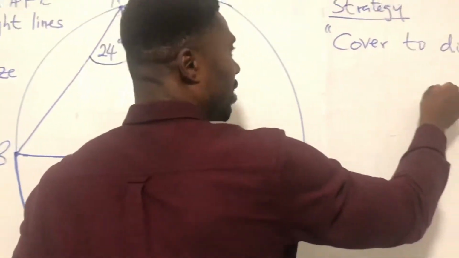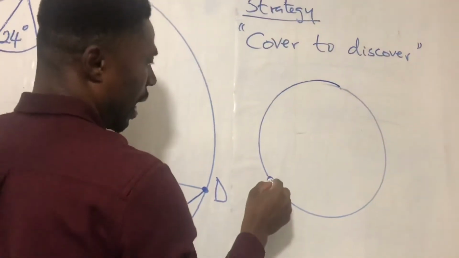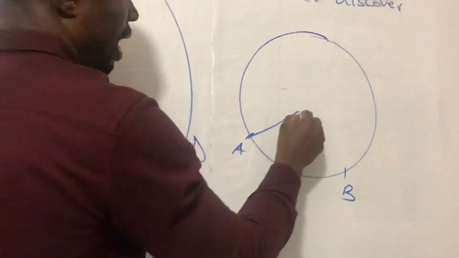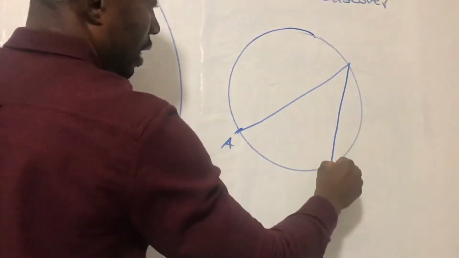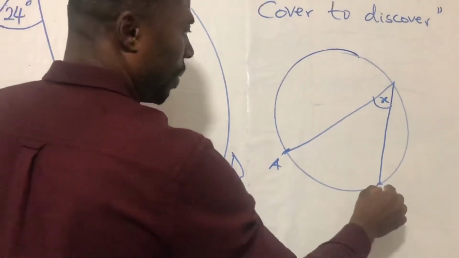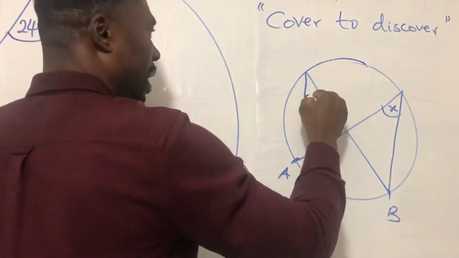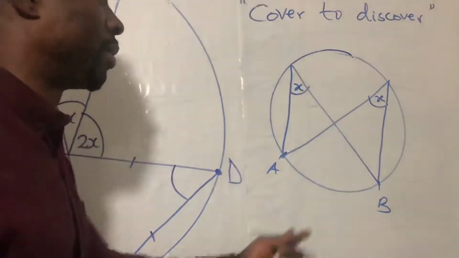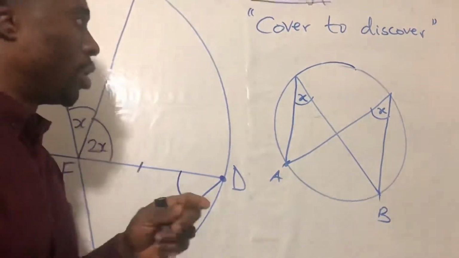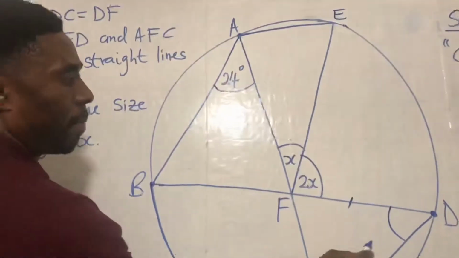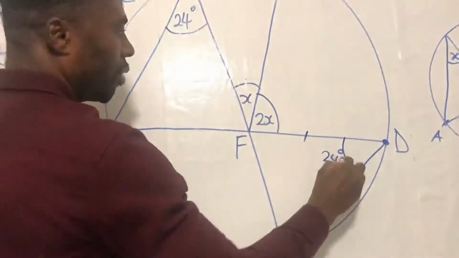For example, if I had a circle like so, and I choose my arc to be AB, for instance, if this arc AB subtends an angle here as X, then arc AB subtends another angle over here. These two angles have to be the same, and it's one of the circle theorems. So this theorem is what we're using over here. So this 24 degrees means here is also 24 degrees.